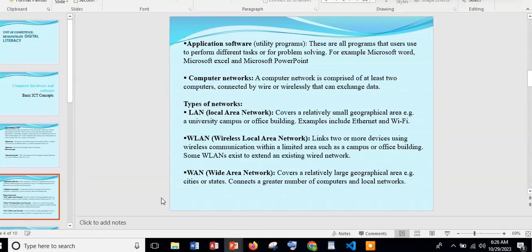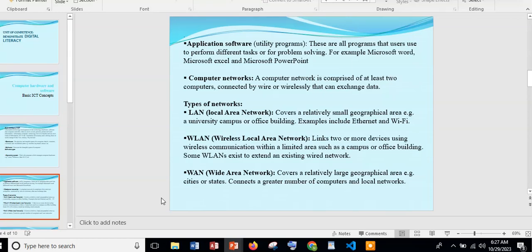Then another basic concept of computers is computer networks, and a computer network is comprised of at least two computers connected by wire or wirelessly that can exchange data. Under computer networks, we've got the types of networks, and one of them is LAN, that is local area network. This covers a relatively small geographical area, e.g. a university campus or office building, and it can be done by the use of Ethernet cables or Wi-Fi.